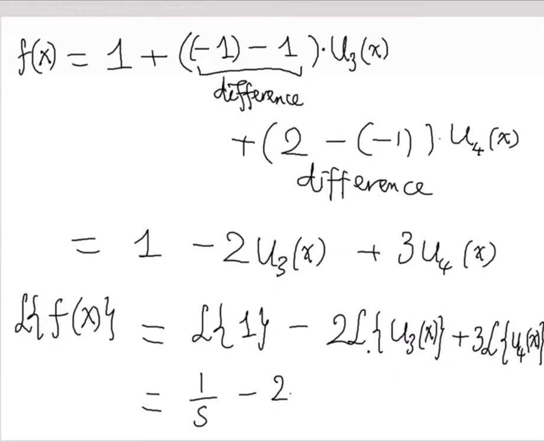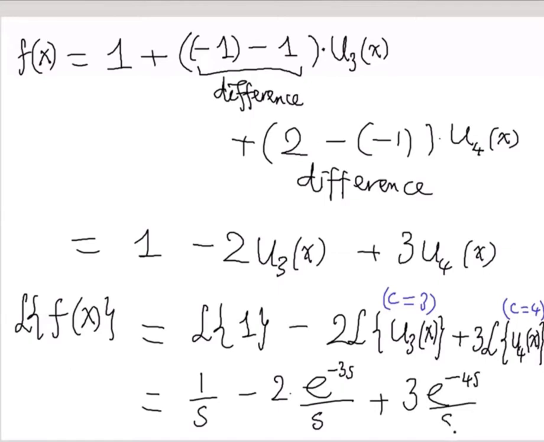There's a formula which says that Laplace transform of uc is e to the minus cs divided by s, so e to the minus 3s divided by s. So here we use c equal to 3, and the next one we will have c equal to 4, plus 3 e to the minus 4s divided by s, and this is the Laplace transform of the given step function.